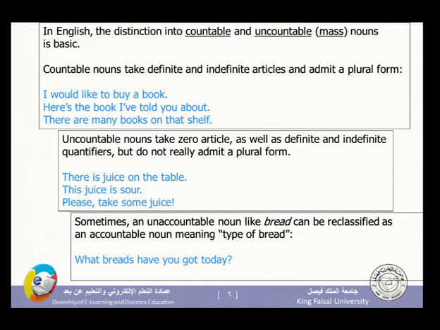Countable nouns take definite and indefinite articles and admit a plural form. I can say apple, apples, the apple, and an apple. So it accepts all of what I have just said: articles as well as the plural form, apple, apples.